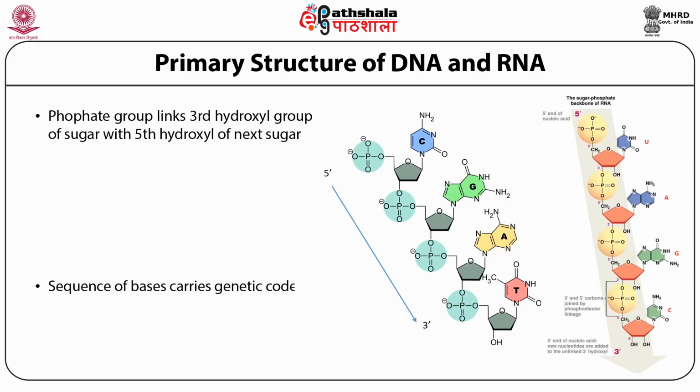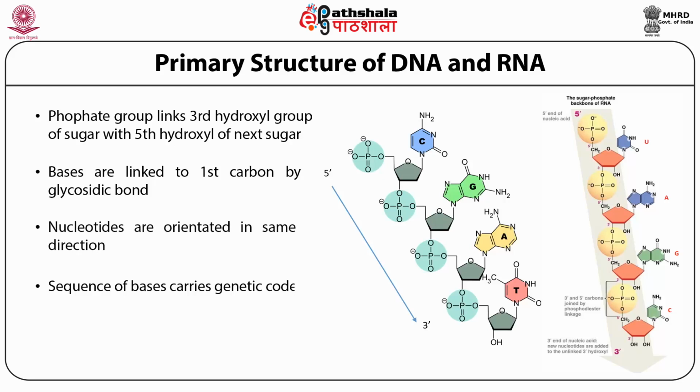So as you can see here, other than the sugar phosphate backbone, the first carbon of the sugar is always linked to the nucleobases using something called a glycosidic bond. Another important feature in the case of DNA or RNA is that the orientation or the faces of the phosphate and the bases are in opposite directions. So on one side you have the more ionic phosphate group, and on the other side you have these hydrophobic bases.